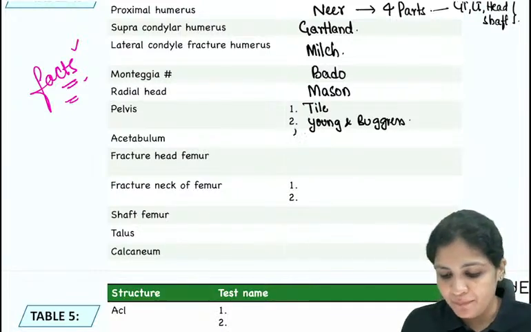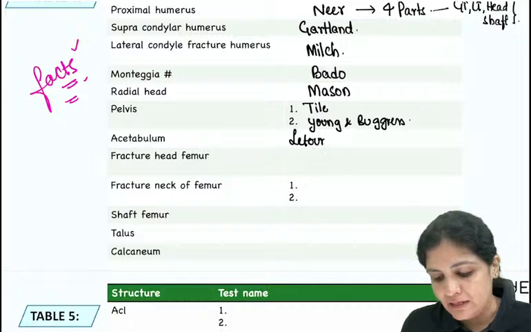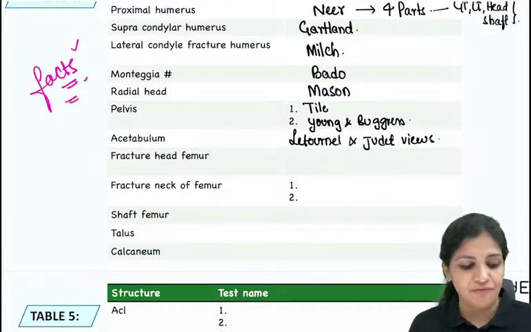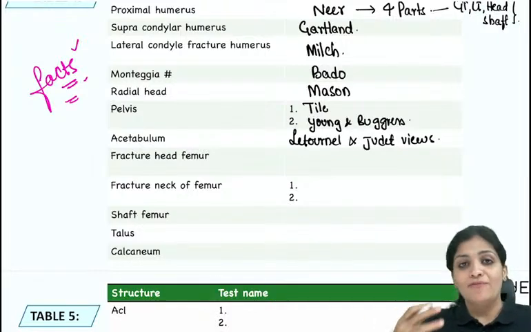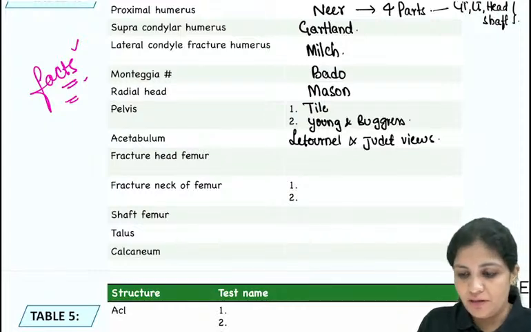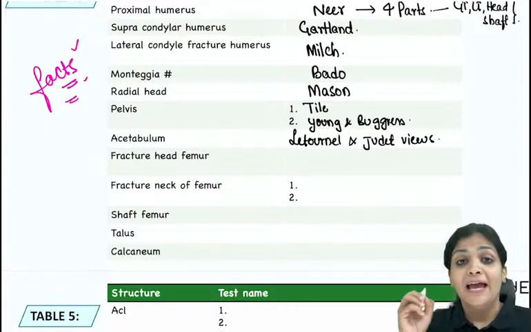Then acetabulum is Letournel and Judet classification. If you remember, we have Judet views also for acetabulum. So whenever you see a fracture of the acetabulum, you have to go for special views. Those are called the Judet views, right? And then fracture head of the femur.